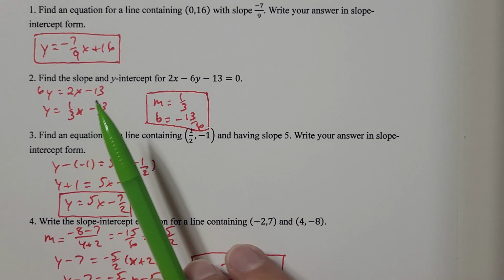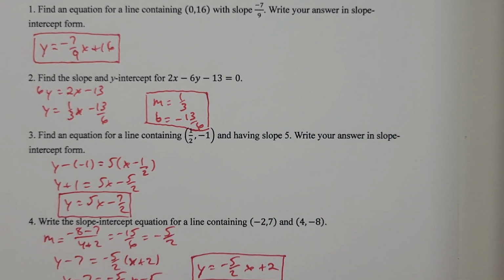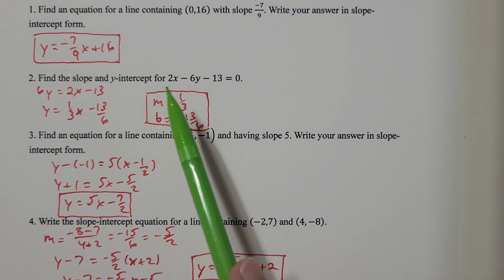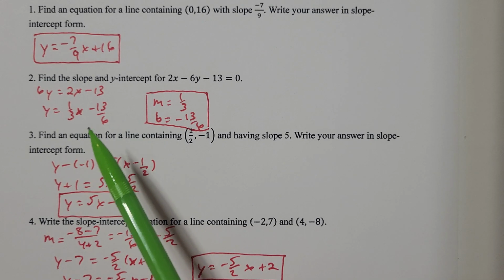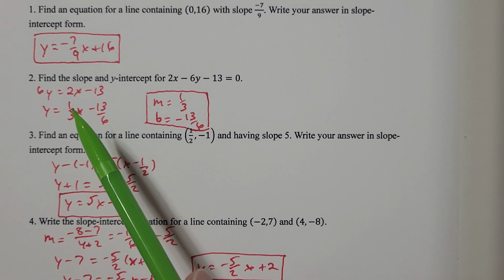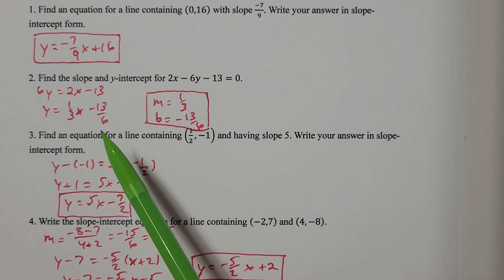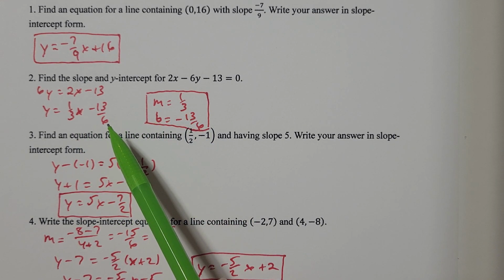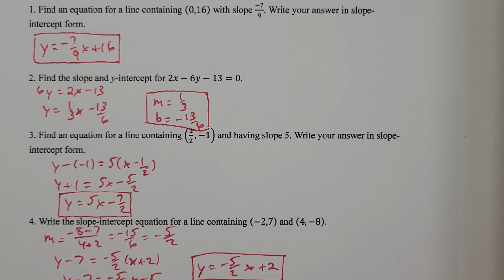So I want to find the slope and the y-intercept. Let's go ahead and get this equation into slope-intercept form. Okay, so solve for y. If we add 6y to both sides, 6y is equal to 2x minus 13, and then divide by 6. So y is equal to 2 over 6, 1/3, times x minus 13/6. Looks like the slope is 1/3, and the y-intercept, or the b value, would be negative 13/6. Okay.